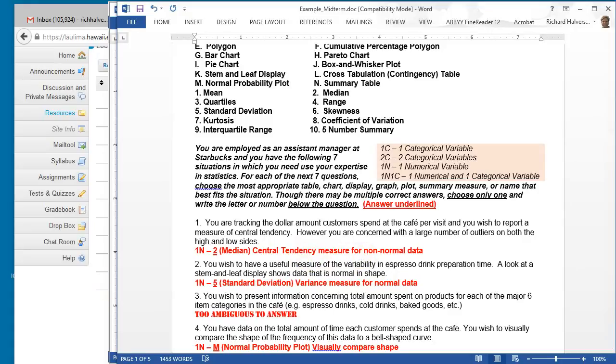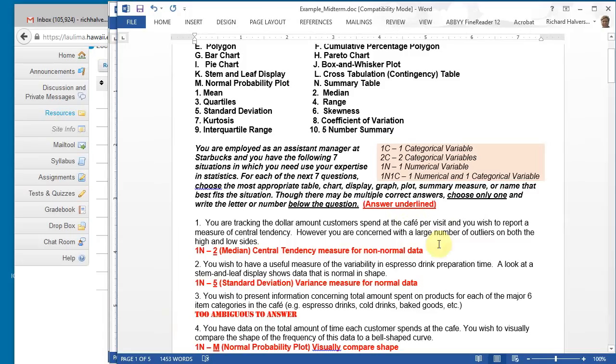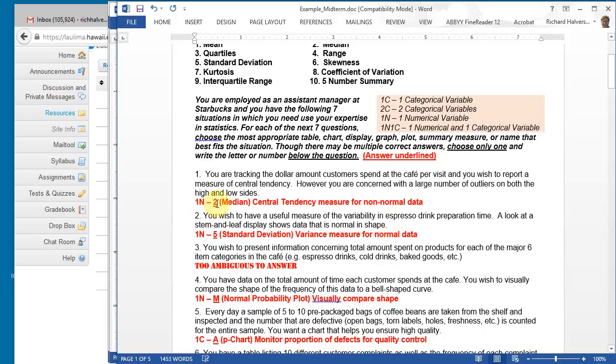So if we look at this here, the O for not normal, we're talking about probably number 2 here. What's number 2? It's the median. So that's the answer. And if we go back to the exam, it's 1n, so 2. So 2 is the answer to number 1 here.